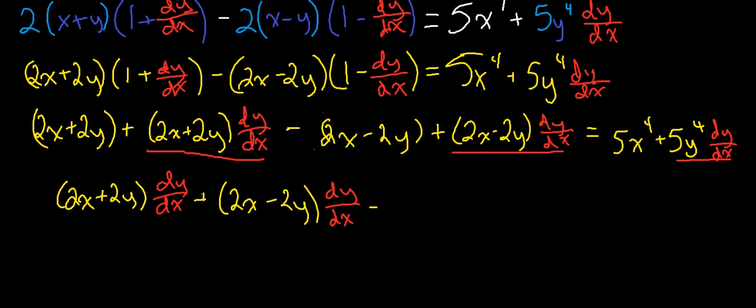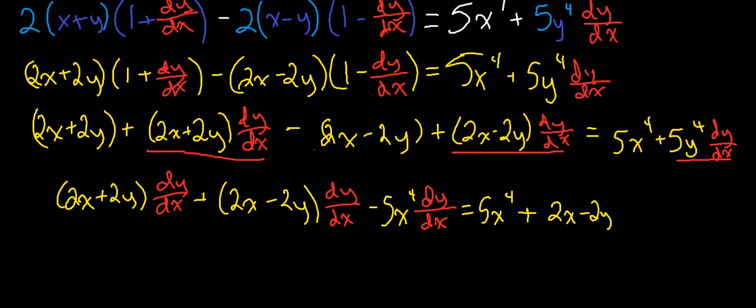Minus, I'm going to subtract this 5y to the 4th dy dx to the other side of the equation, minus 5x to the 4th dy dx. All of that is going to equal, everything else we didn't use is going to go to the other side of the equation. So we have a 5x to the 4th plus a 2x minus 2y minus a 2x plus 2y.